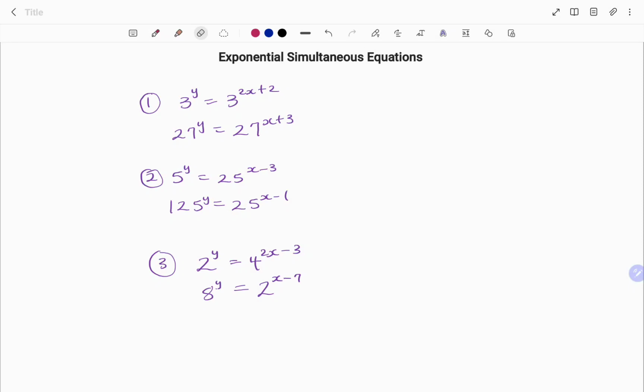In this video, I'm going to be solving the following exponential simultaneous equations using the substitution method.